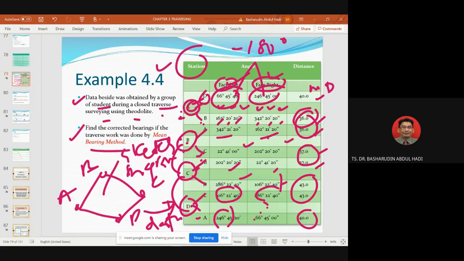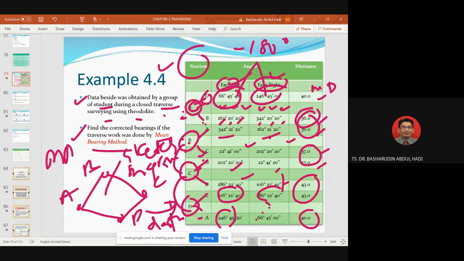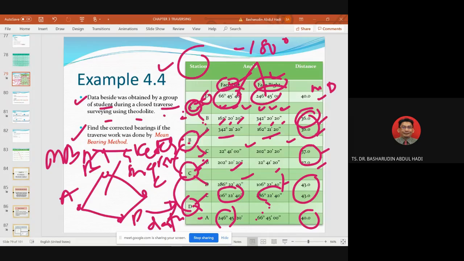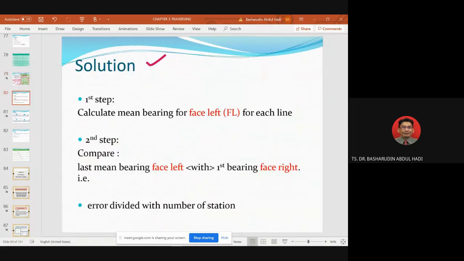So we are learning about the red color mean bearing method. Sometimes we call it MBM. Alright, so we move on to the solutions. This one is the question. Now the page, we call it slide 18. So how do we make the solution for the MBM? You still remember the MBM? Mean bearing method.